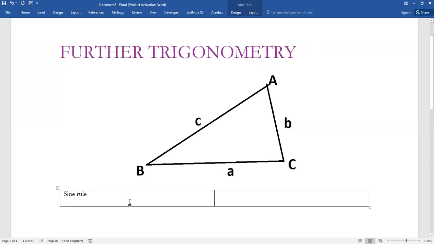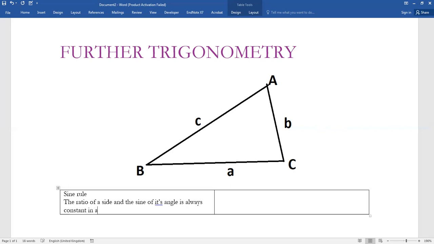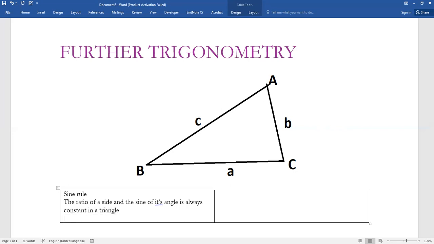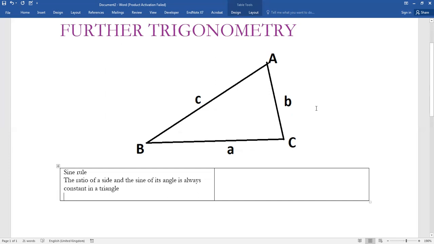So the ratio of a side and the sine of its angle is always constant in a triangle. Now remember, these things are only needed when we don't have a right angle triangle. If we have a right angle triangle, only SOHCAHTOA or the Pythagoras theorem is enough for us.